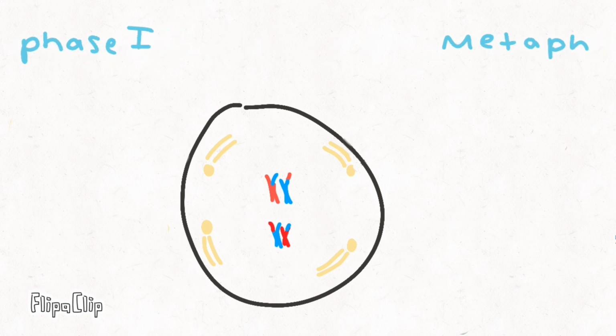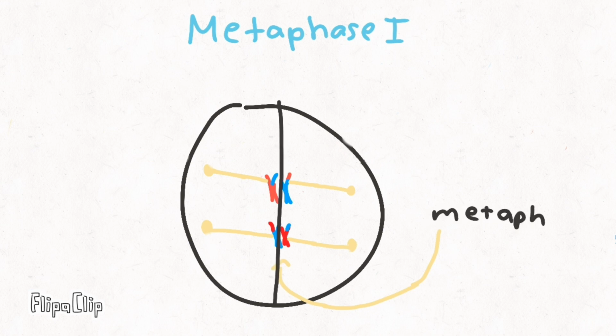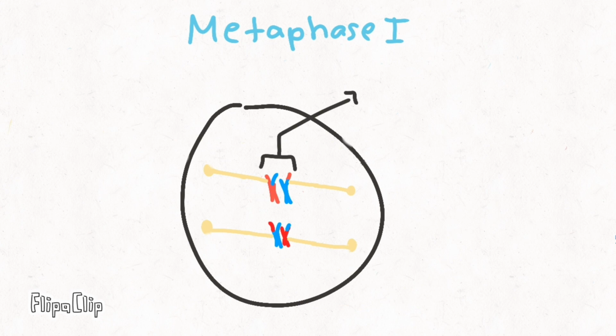The next phase is metaphase 1. In this phase, chromosomes line up in pairs at the metaphase plate at the middle of the cell, and kinetochores attach to the centrosomes. Independent assortment also occurs.